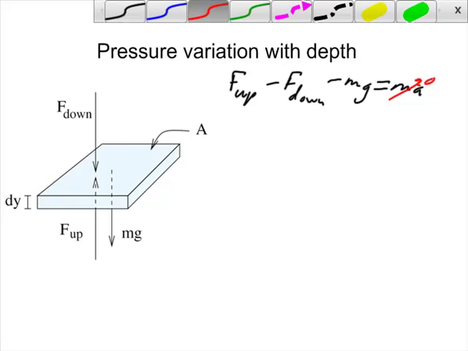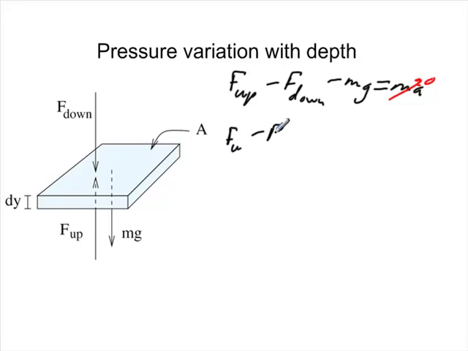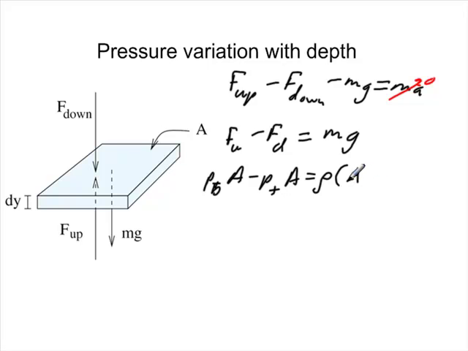Alright, that tells us that the force up minus the force down equals mg. Well, I'm going to write this mass in terms of the density times the volume. I'm going to write these forces in terms of pressure times area. So this becomes the pressure on the bottom times the area, minus the pressure on the top times the area, equals the mass, which is going to be density, times the volume, which will be area times dy, times g. Well, notice each one of these has the same area in it, so that cancels. And what I'm left with over here is just the change in pressure as we go down.